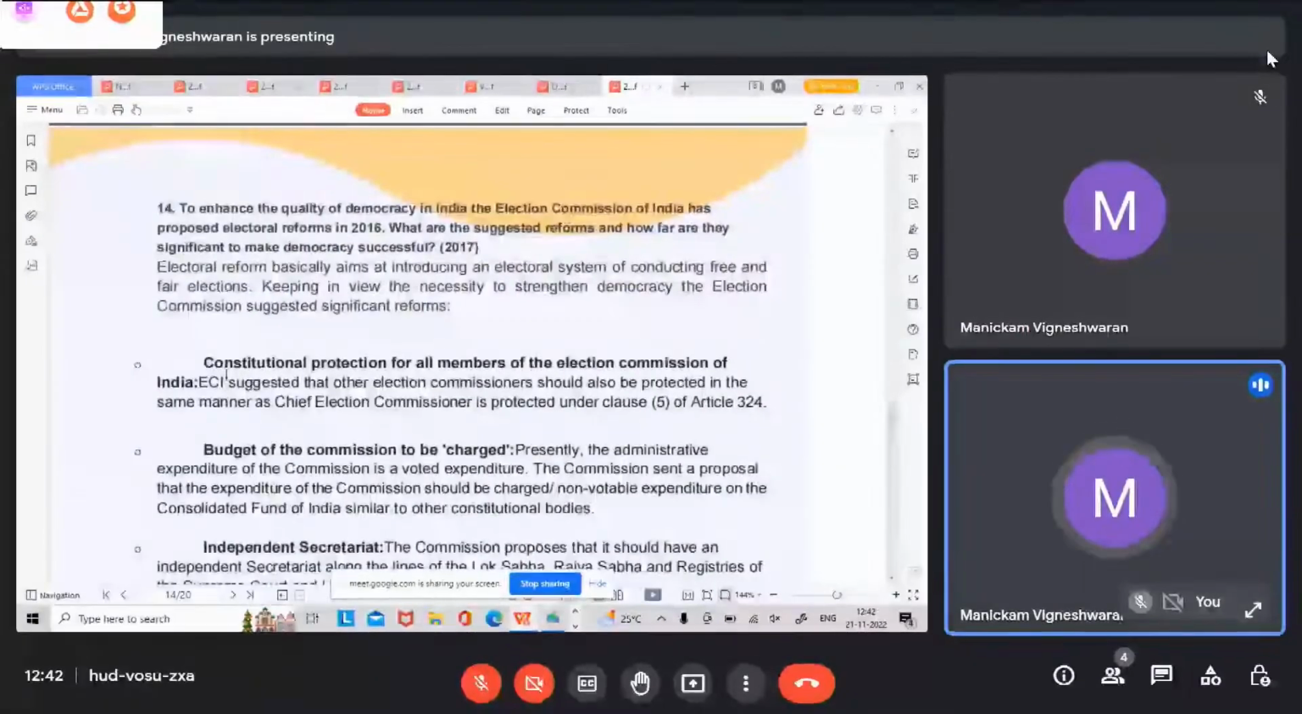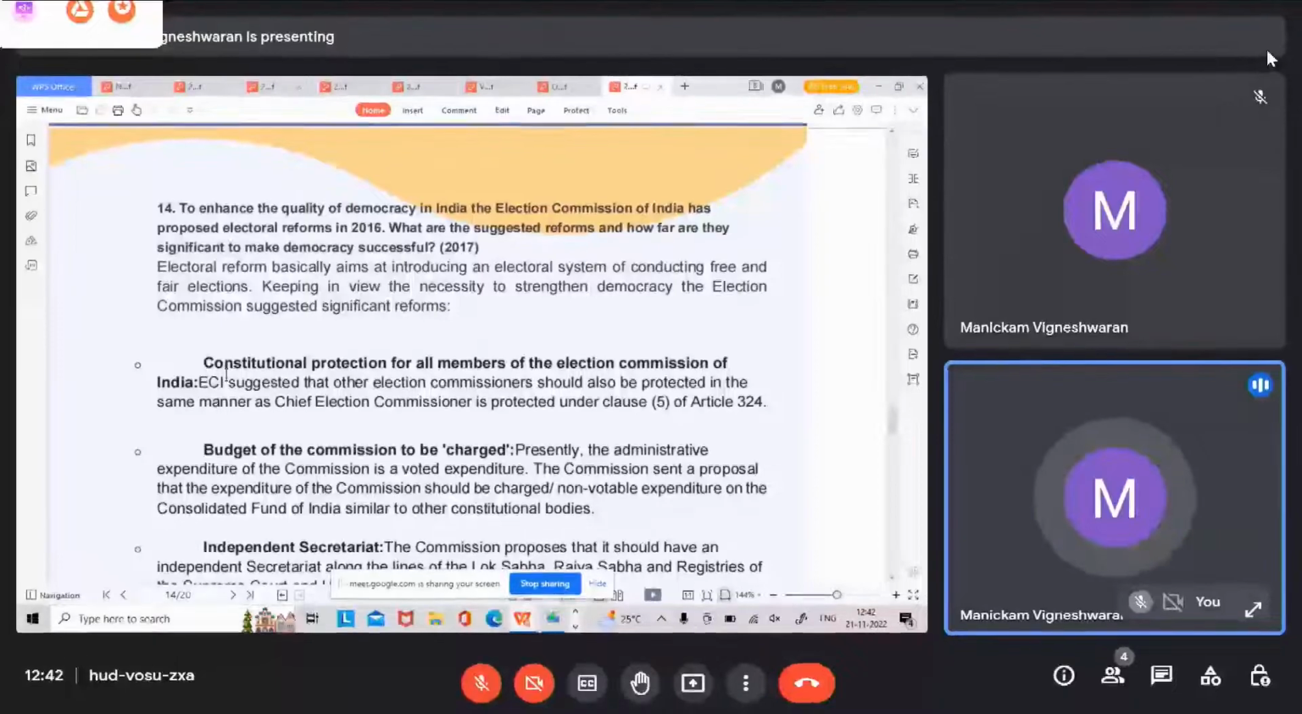Next, question number 14. To enhance the quality of democracy in India, the Election Commission of India has proposed electoral reforms in 2016. What are the suggested reforms? How far are they significant to make the democracy successful?